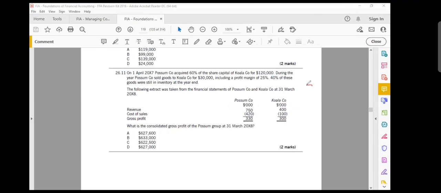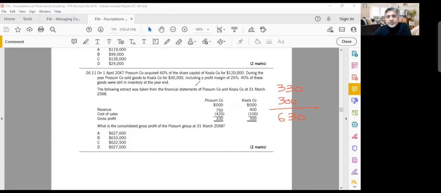Okay. What we need to do is very simple. Person 330, Caller company 300. So the individual total makes me 630. This is the total of individual. And from here, I need to subtract the intra-group unrealized profit. So how much is there?